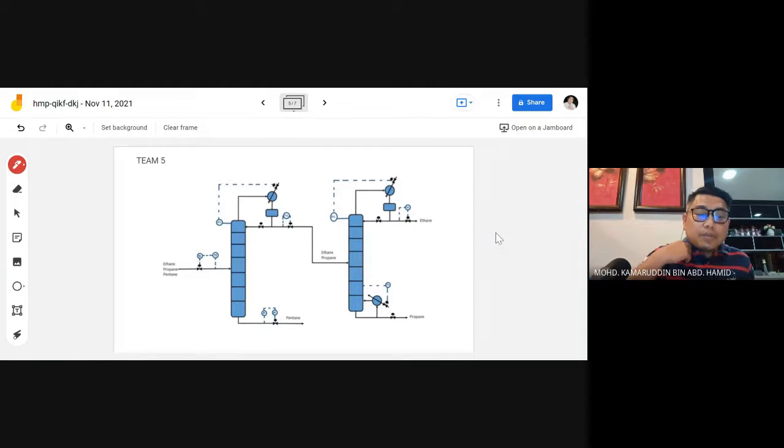Oh, next team number 5. Alamak, tak nampak sangat. Nak dengar Fadlul present. Team number 5. Hello. Salah, boleh dengar? Okay, team number 5, you have a condensed absorber plus. Kita mula dengan Adil dulu lah. You share your slide.